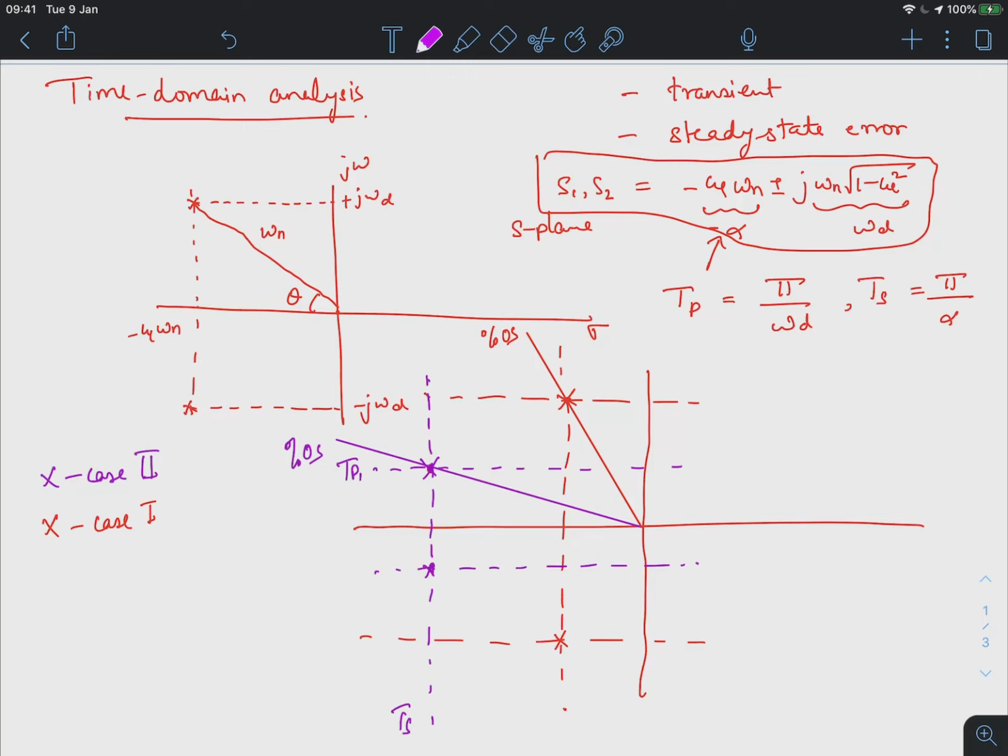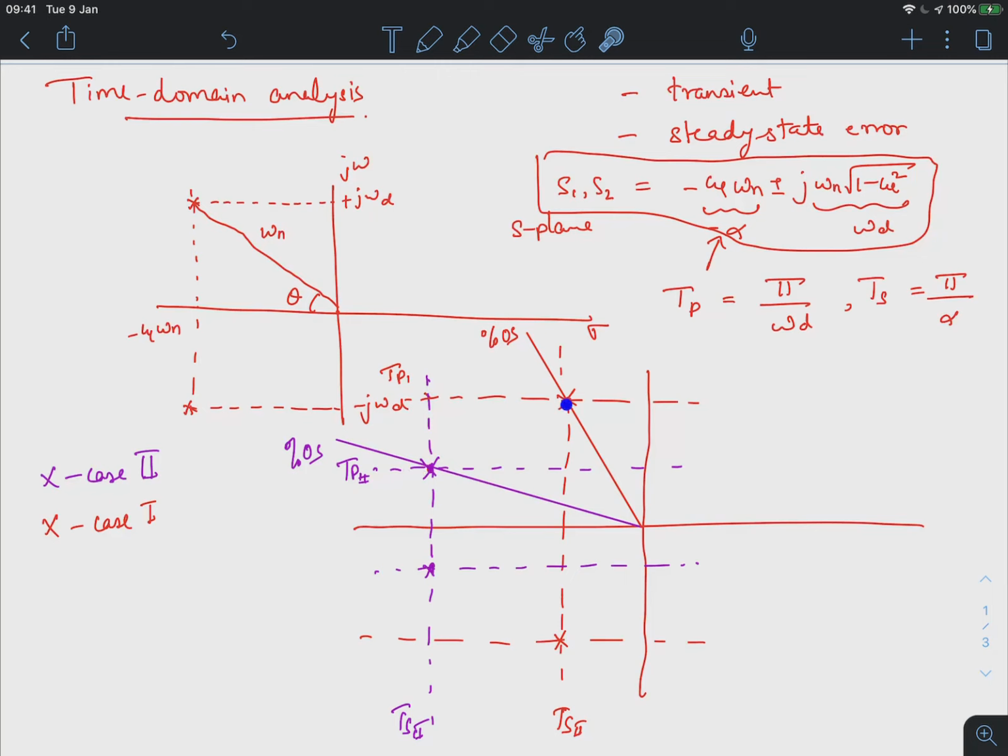Okay, so this is our case 2, I will call it TP2 and TS2. Similarly for this line we have TP1 and this one is TS2. Okay, so the idea here is to show the peak time for the first system, for the first scenario, and this is the peak time for the second scenario.